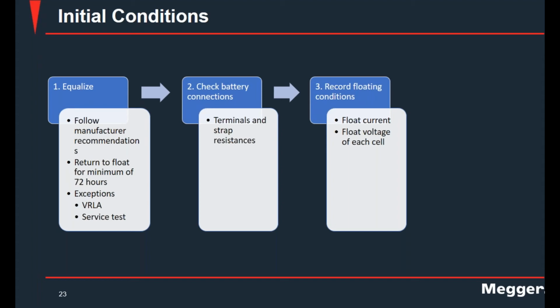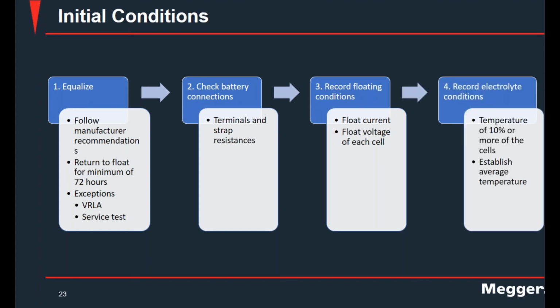So that's the purpose of equalizing and verifying those voltages. If it's a vented lead acid battery, you want to record the temperature of 10% of the cells or more. This is because you need that information for the temperature correction. The temperature correction is based on the temperature at the beginning of the test.